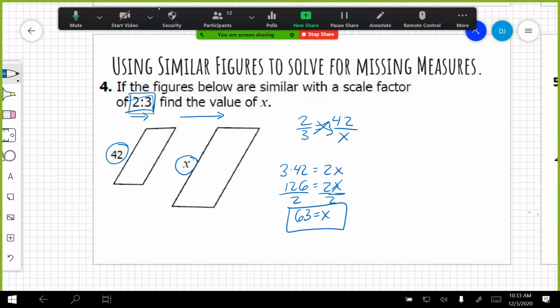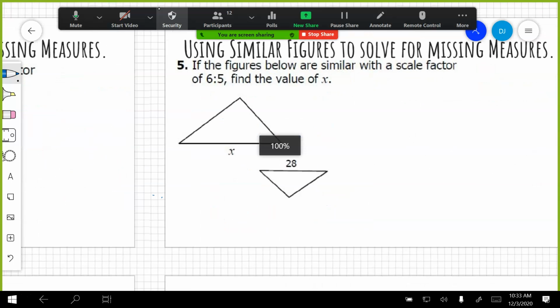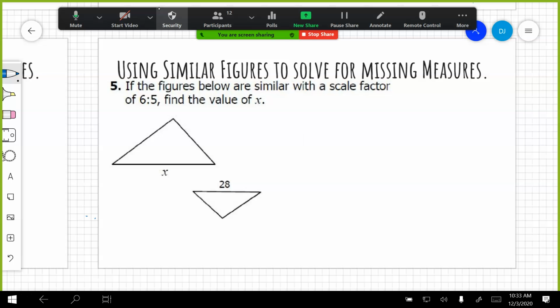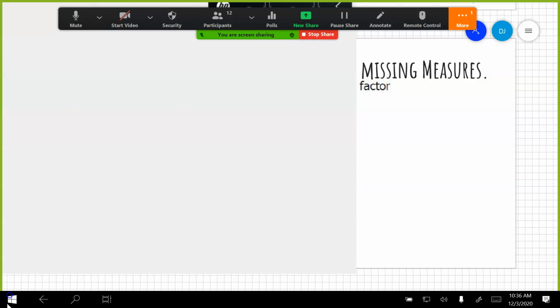All right, so let's go ahead and take a look at example 5. Example 5, I'm going to go ahead and pause, and I would like you to go ahead and solve this out. Okay, so if the figures below are similar with a scale factor of 6 to 5, you need to find the value of x. So I'm going to go ahead and stop here for a second and let you guys work this out for a minute or two.